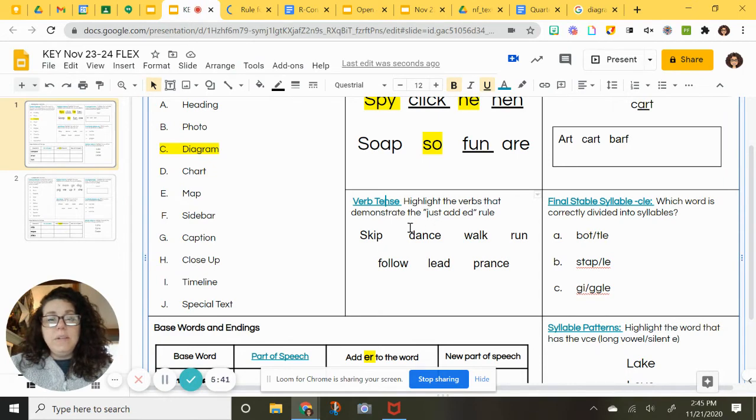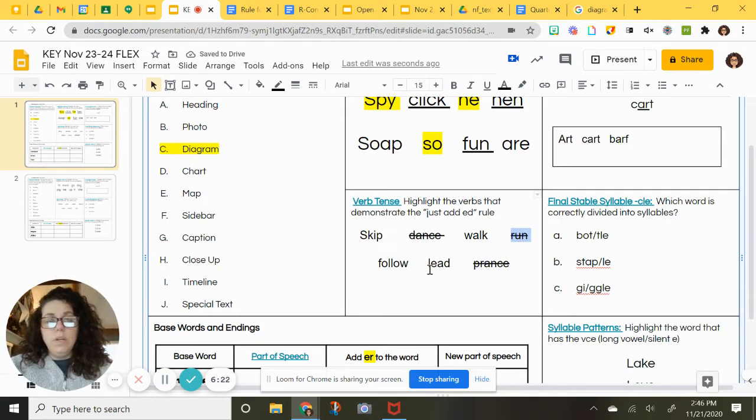Highlight the verbs that demonstrate they just add ed. Okay, I can definitely say it is not this one. No way. I'm going to strike that out because I wouldn't have an ed. So I'm going to strike this one out too. So those are definitely not. Now I'm going to look. Skipped. That could work. I know I need to hear the d sound at the end. Walked. Okay. Run. I don't say runned, so I'm taking that one out.